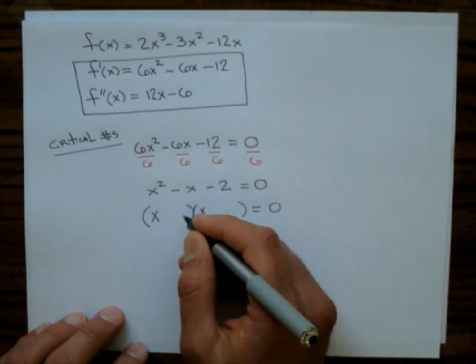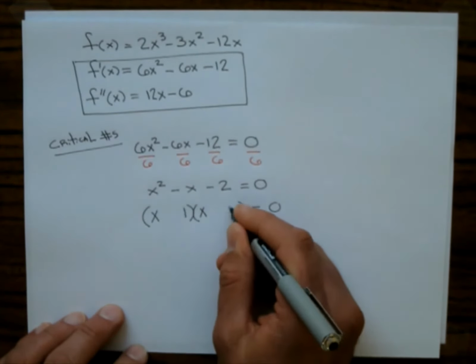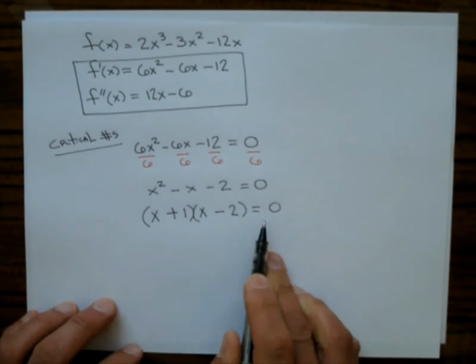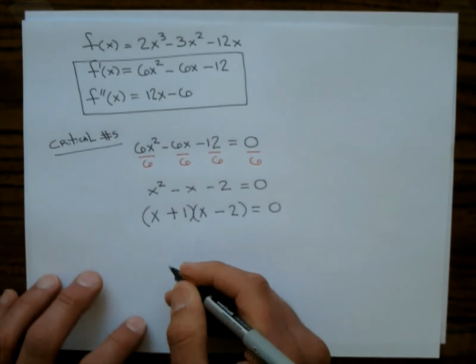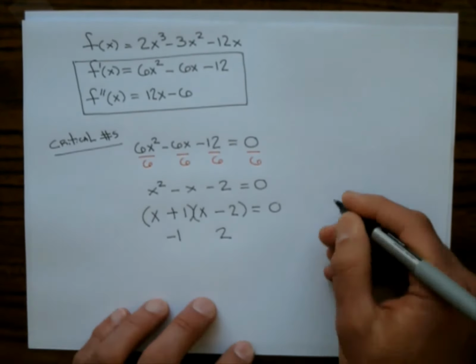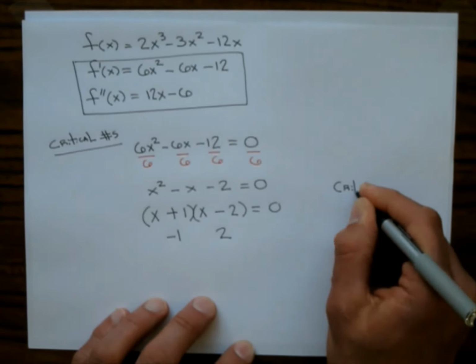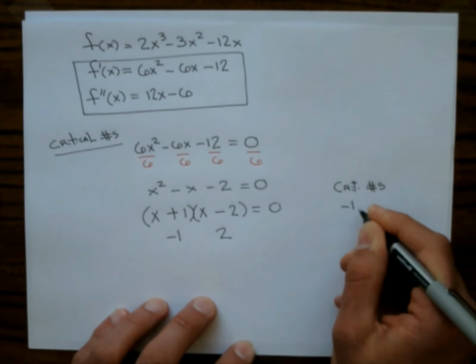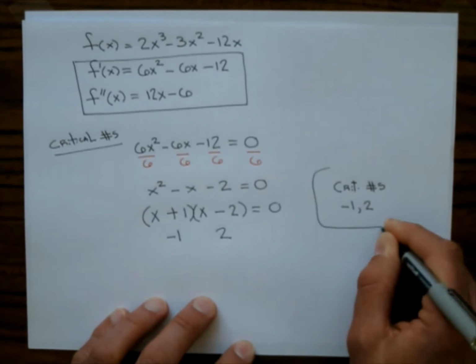So when I do this, I end up getting, let's see, 1, 2. I want the 2 to be negative and the 1 to be positive. I set each of those things equal to 0. I end up getting negative 1, positive 2. So if your book says, hey, what are the critical numbers, or critical points, you can say negative 1, 2.